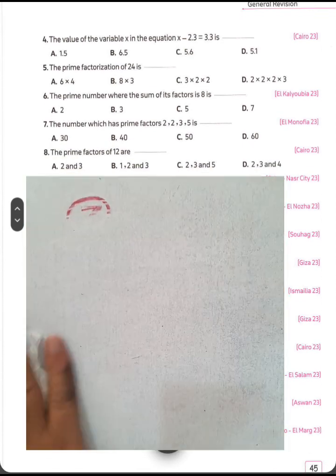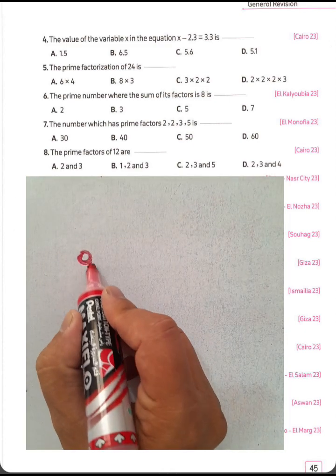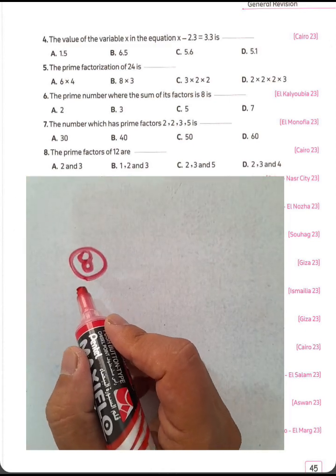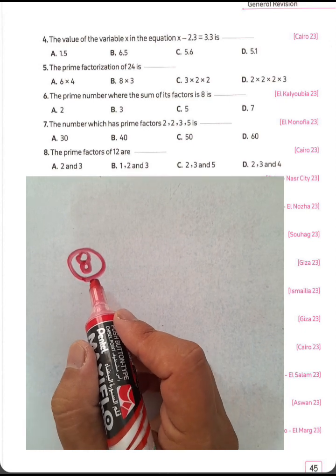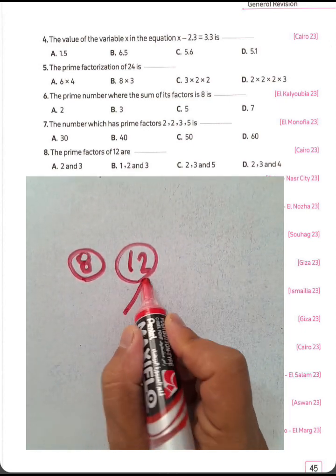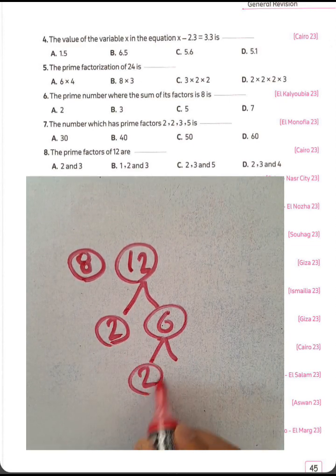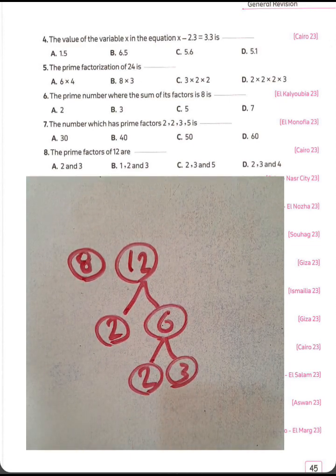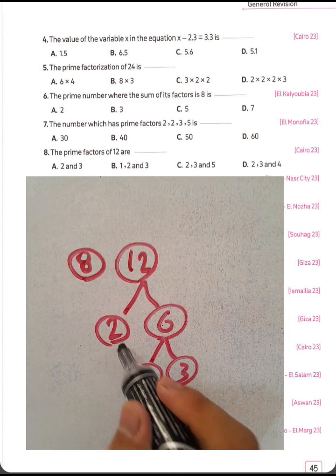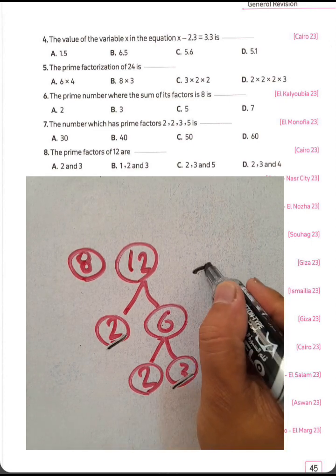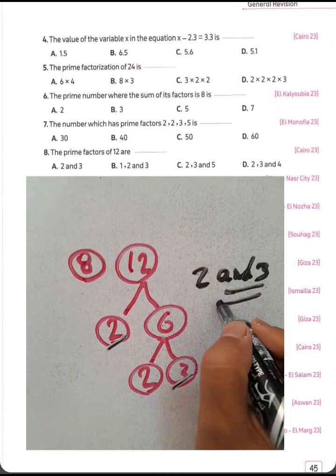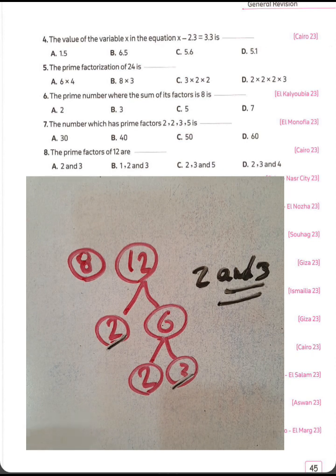Question 8. The prime factors of 12 are what? We know 12 can be divided by 2 and 6. 2 times 6 equals 12 and 6 equals 2 times 3. He asked about what here? The prime factors of 12. Here it will be 2 and 3 only. We can write 2 and 3 only. 2 and 3, the prime factors of 12. Okay, choose letter A.